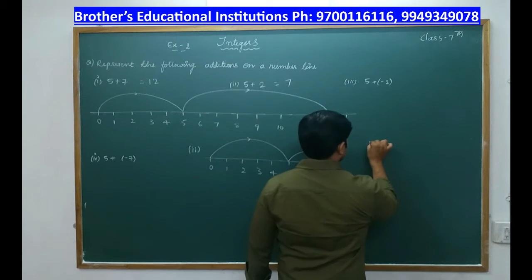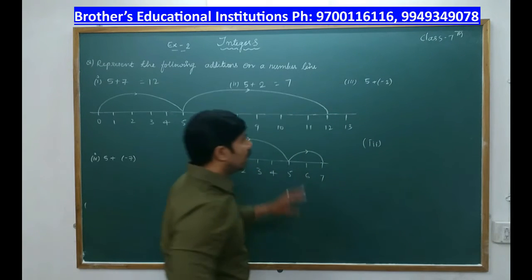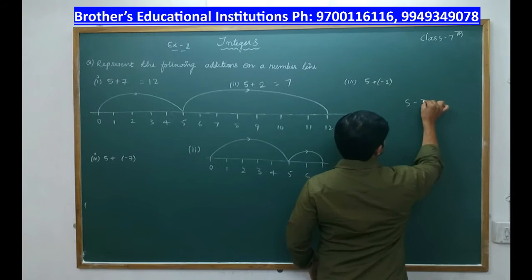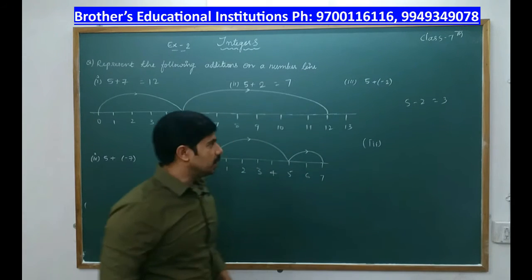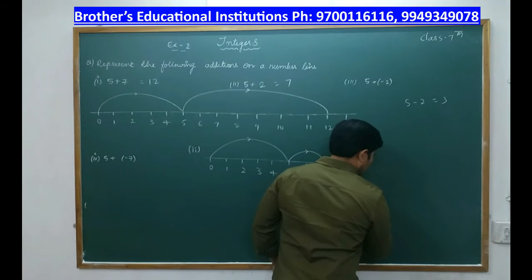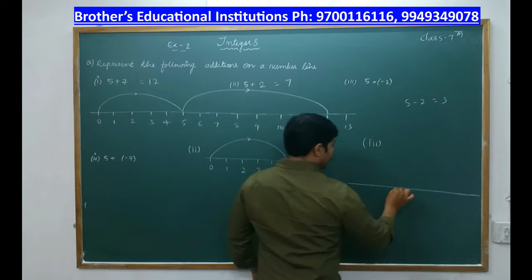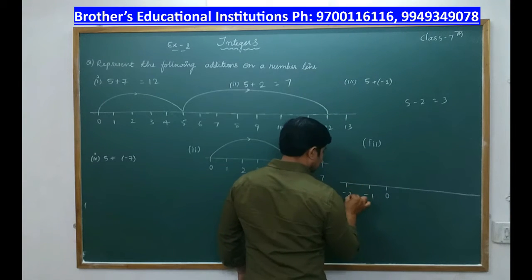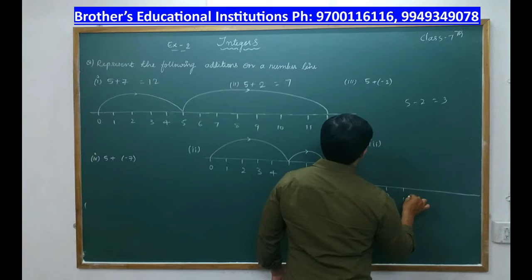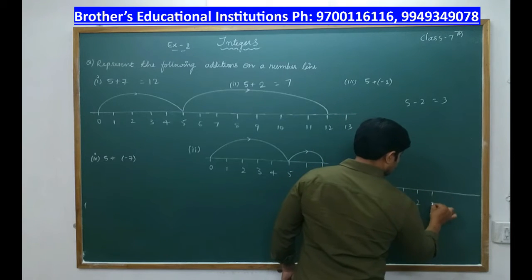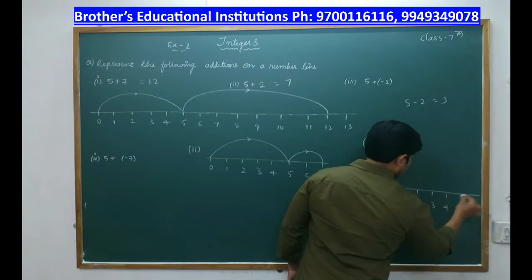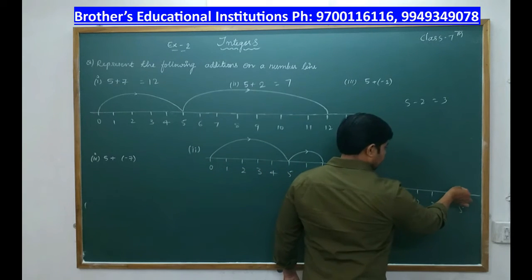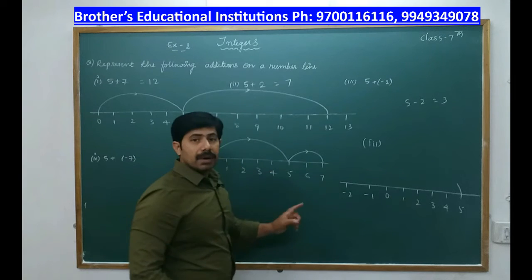Now in the third one, we have a negative and a positive. See, generally plus into minus is minus. 5 minus 2 is 3. Now here we have a positive and a negative. This is 0, minus 1, minus 2, then 1, 2, 3, 4, 5. Okay. Now this is 5, right? And it is minus 2.